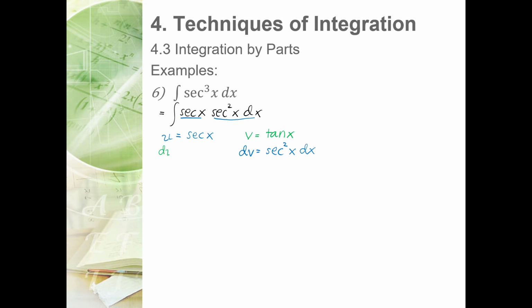Getting the derivative of u, that will be secant x tangent x dx. Again, verifying: the derivative of secant x is secant x tangent x, and the integral of secant x tangent x leads you back to secant x. Same goes for this one: the integral of secant squared x is tangent x, and the derivative of tangent x is secant squared x. So it's correct, right?